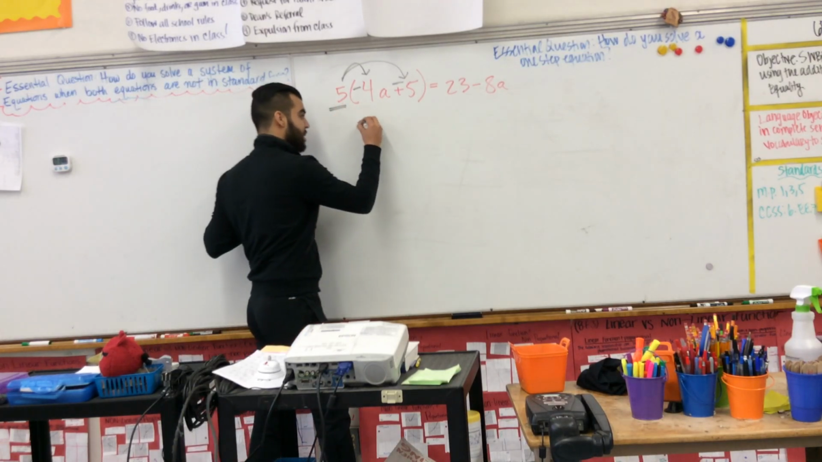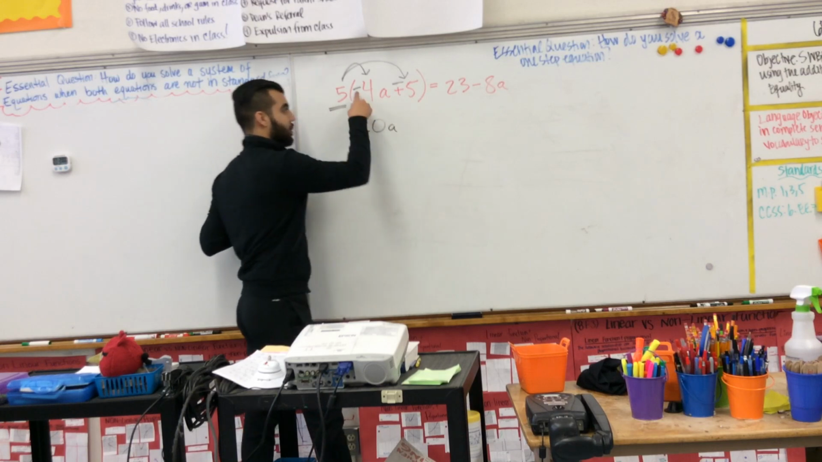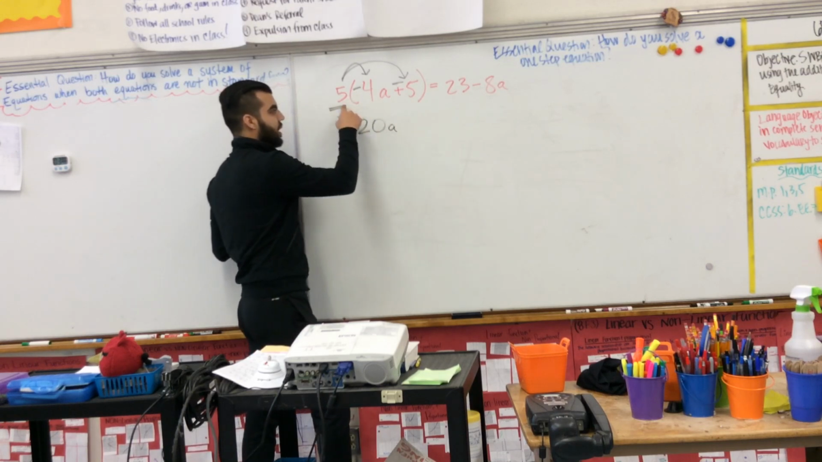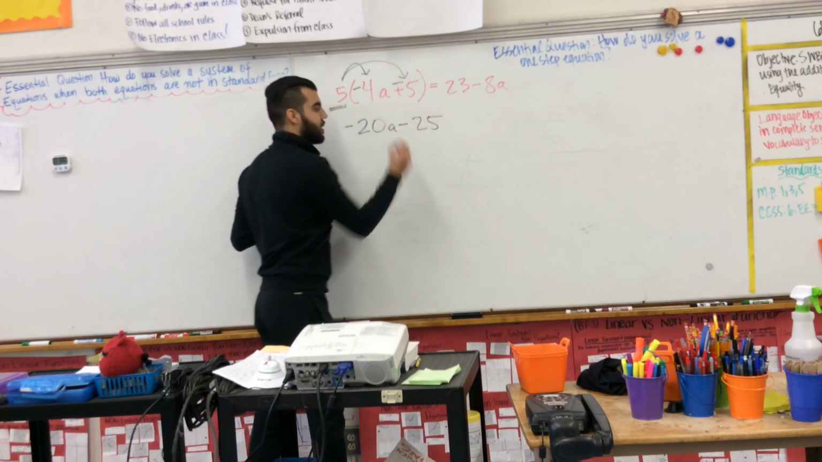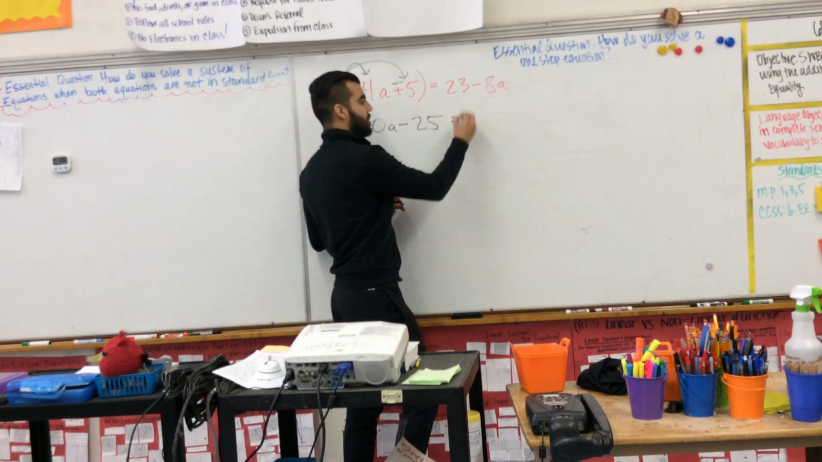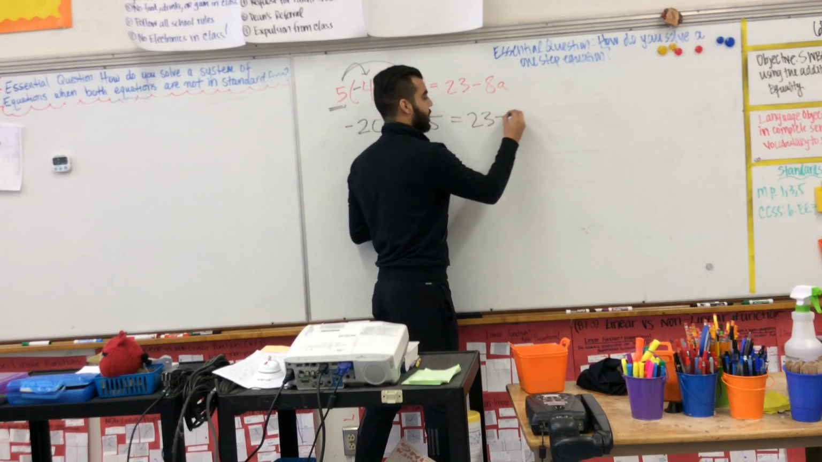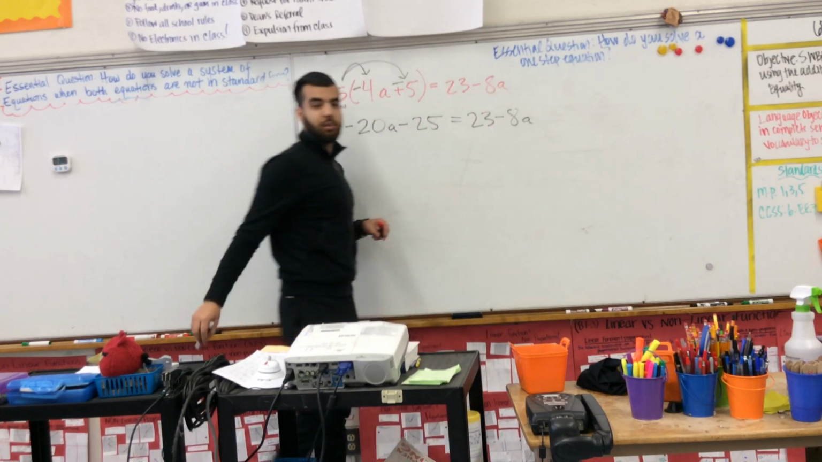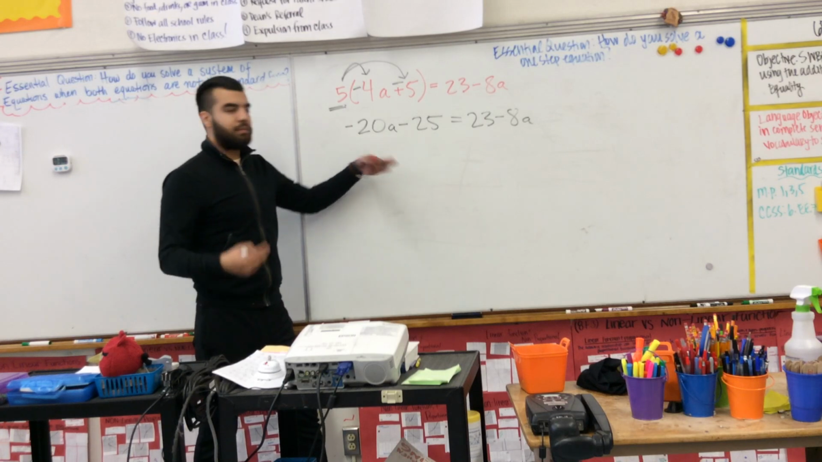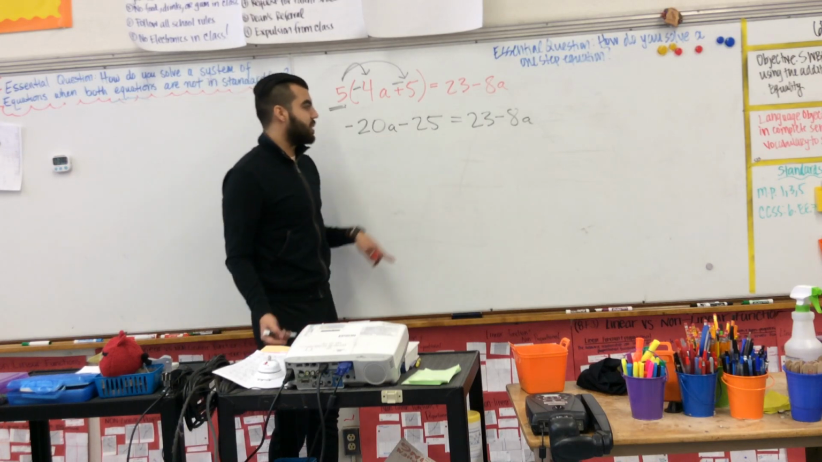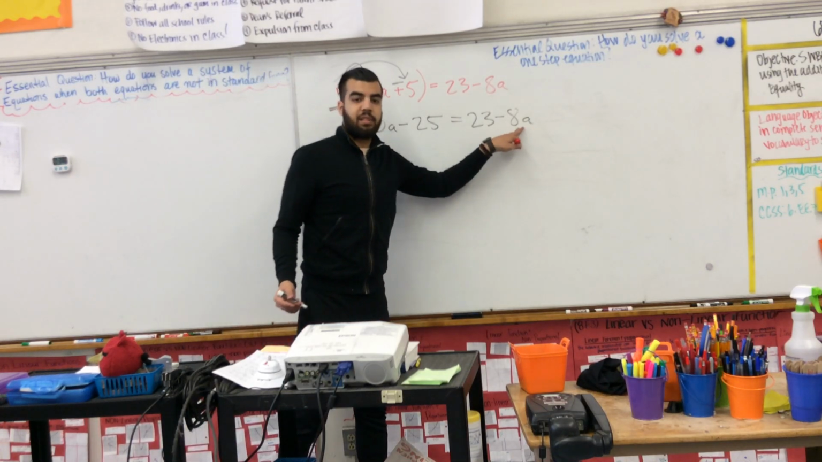5 times 4 is 20. We have a negative sign. And then 5 times 5 is 25. And again, we have a negative sign. Equals, drop all these, or just copy them. So we have that so far. Check the left-hand side. Can I combine anything? No. This has a variable, that one doesn't. I can't combine anything else here.